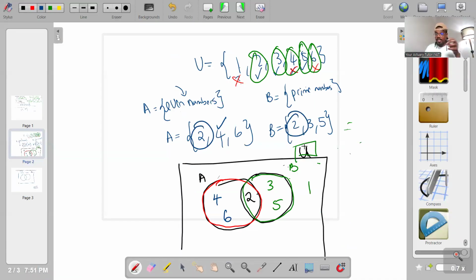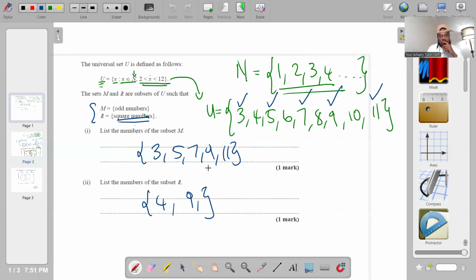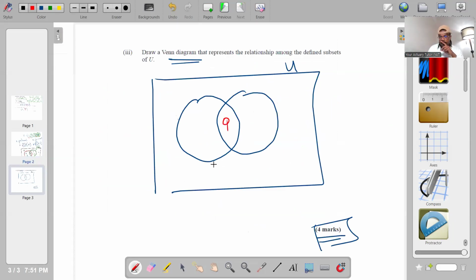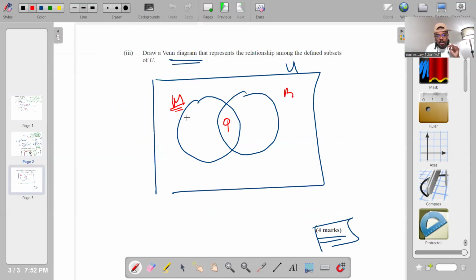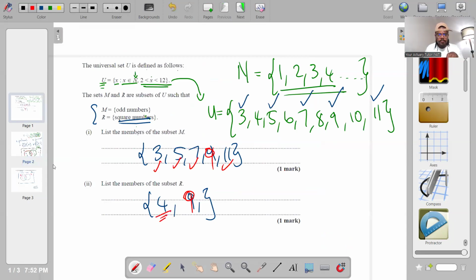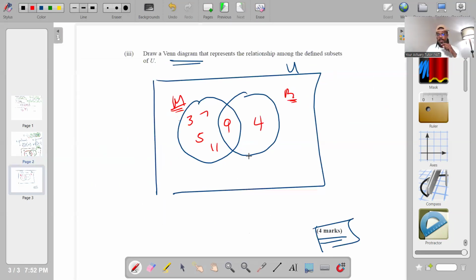So there's an intersection. So then we'll say, all right, wait. I notice that 9 can be found in both of them. So then that means that 9 is going to go right here. So then we put M here and R. What's going to be the elements left in M? We already have 9 in there now. So we're going to say, okay, what's left? Let's go to it. So we have 3, 5, 7, and 11. So we'll put 3, 5, 7, and 11. Then what else is left in R? R only has 4 left in there. So I'm going to put 4 over here.